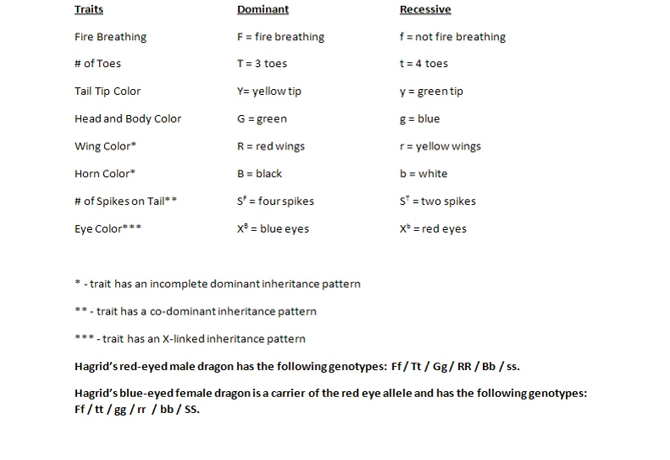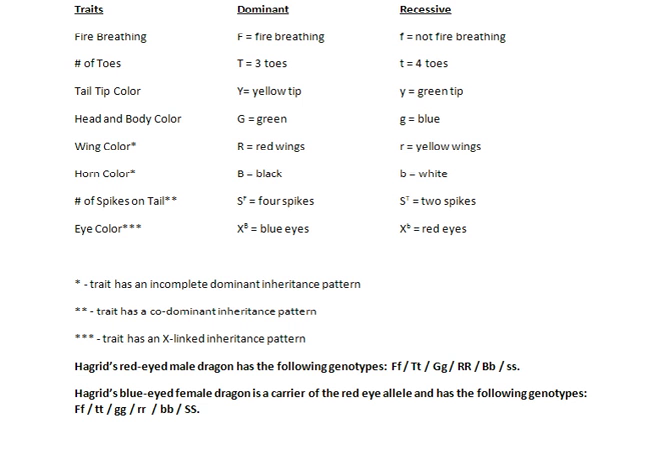So just to give you a little review of what the traits are. Fire breathing is a trait. It's dominant to breathe fire. It's not dominant to not breathe fire. The number of toes trait, 3 toes is dominant, 4 toes is recessive. The tail tip color, yellow is dominant to green. Head and body color, green is dominant to blue.